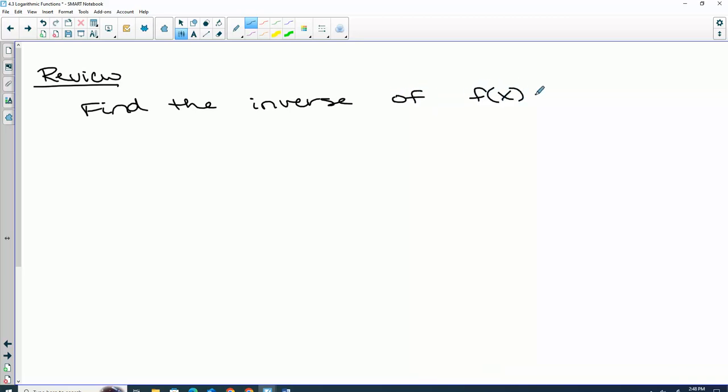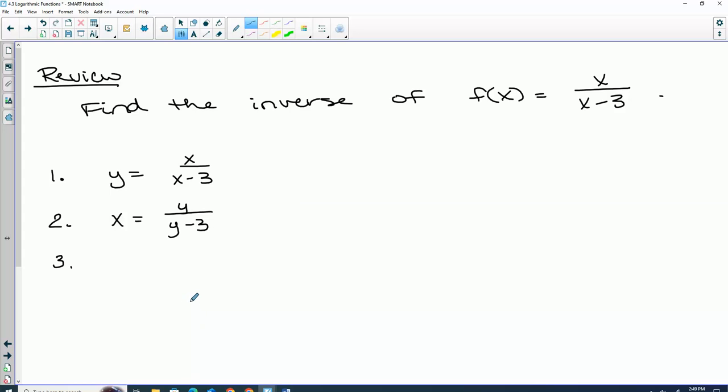of f of x equals x over x minus 3. Okay. How do we find an inverse? First step, we change the f of x to a y. Second step, we get x and y flip. What's the third step? Solve for y.